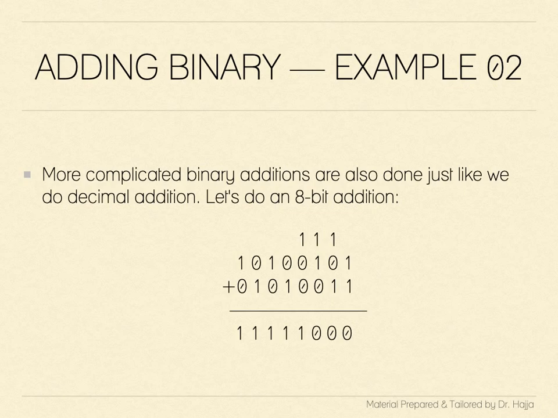The fifth bit from the right is 0 plus 1, giving us 1 without any carry. In the sixth position, 1 plus 0 results in 1, also with no carry over. Lastly, in the two leftmost columns, we have 0 plus 1 and 1 plus 0, both resulting in 1. Putting it all together, the result of our addition is 111111000. Here, the resulting binary number fits comfortably within the original 8 bits, so there's no overflow.